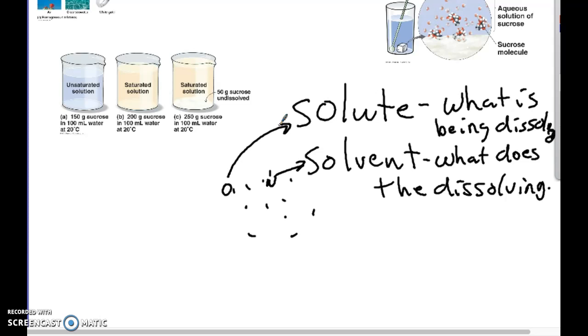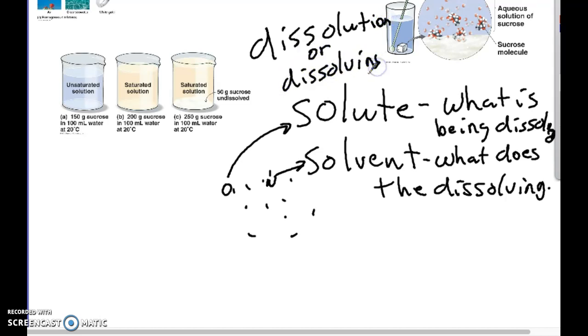But generally, if we're talking about a solid and a liquid, we will say that the one that does the dissolving is the solvent, and the one that is getting dissolved is the solute. Think of paint thinner and paint. Paint would be the solute, and it would be dissolved by the solvent, the paint thinner. Now, when they dissolve, which is sometimes called dissolution, you don't hear that very much, but just in case you do hear it, dissolution or dissolving. When that happens, it depends.